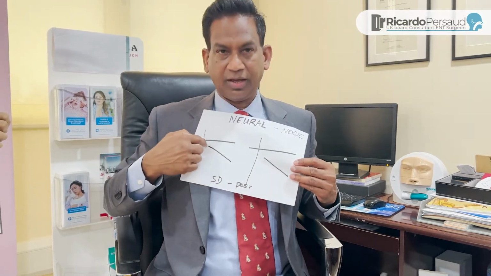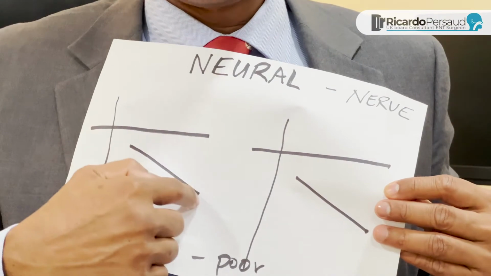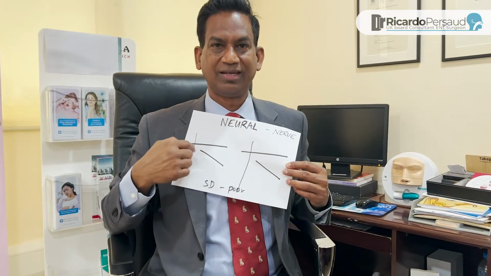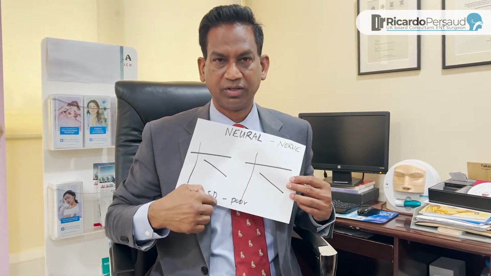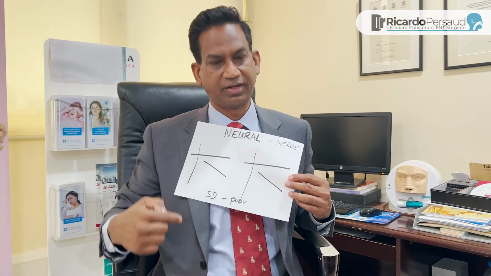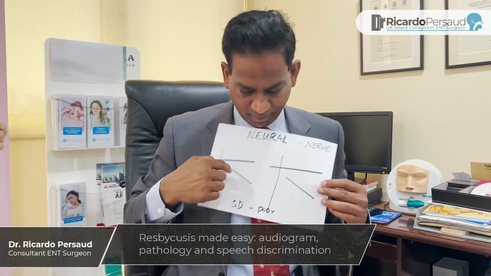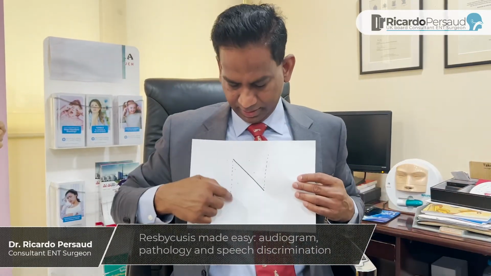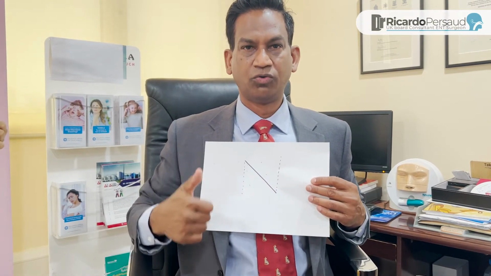The next type of presbycusis is known as neural presbycusis, and in this type there is pathology associated with the nerve. So this is what the audiogram looks like. It's a straight, slanted line on both sides. Remember, it's symmetrical. The speech discrimination in neural presbycusis is generally poor because there's a problem with the nerve carrying the signal from the ear to the brain. If you want to remember this easily, just think of a capital N, and this part of the N is the shape of neural presbycusis.